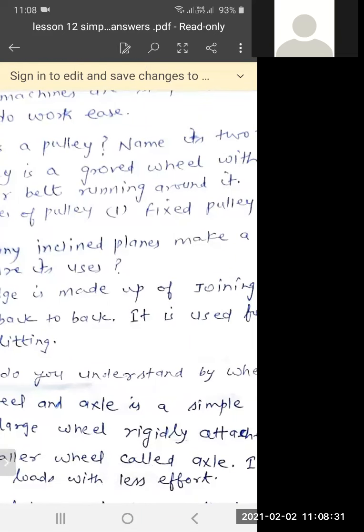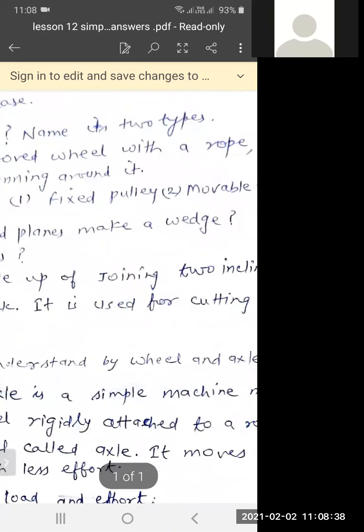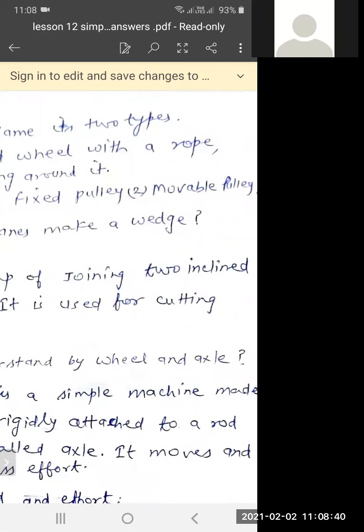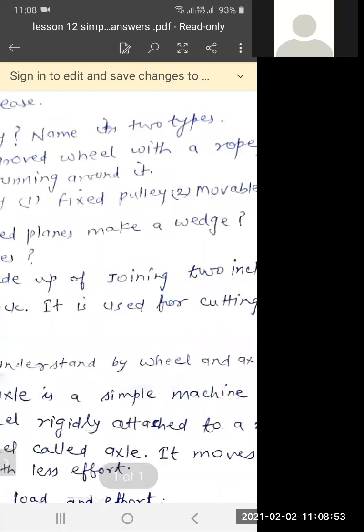And there are two types of pulley, students. Number 1 is a fixed pulley. Second one is a movable pulley. These are the two types of pulley, students. Fixed pulley and number 2, movable pulley. Is it clear, students? Now we'll go for question number 3.